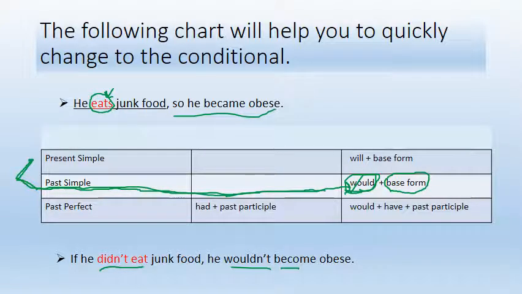What should you write later? If he didn't eat junk food, comma, this is what you write after the comma. He wouldn't become obese. Would plus not, because this is positive, we have to change it to negative to make sense. Okay, so if he didn't eat junk food, he wouldn't become obese. Does this make sense? Of course. Those two sentences basically mean the same. This is the reality and this is the conditional.